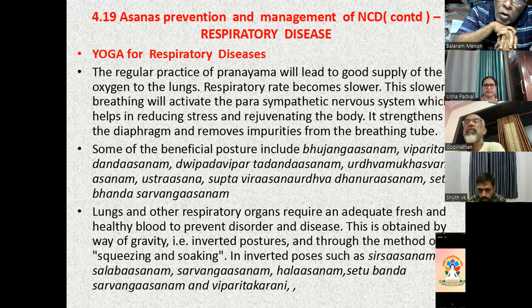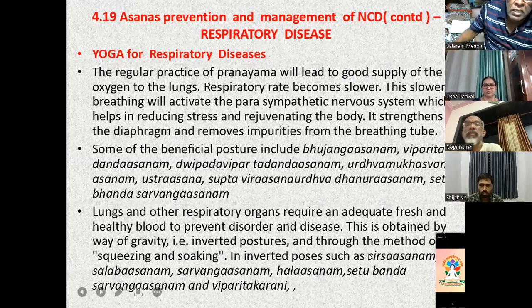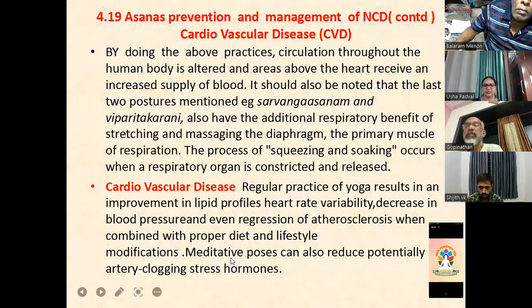Lungs and other respiratory organs require adequate fresh and healthy blood to prevent disorders and disease. This is obtained by way of gravity, inverted posture, and through the method of squeezing and sweating, in inverted postures such as Shirshasana, Sarvangasana, Halasana, Setubandhasana, and Viparita Karani Mudra. By doing the above practices, circulation throughout the human body is altered and areas above the heart receive an increased supply of blood.